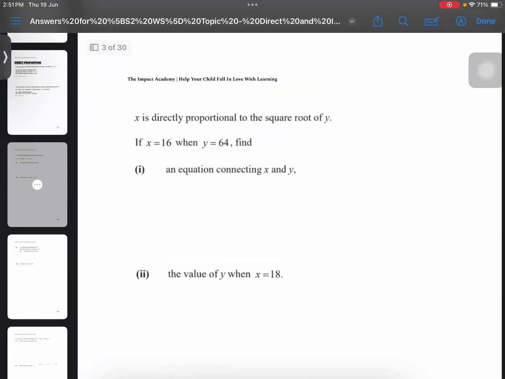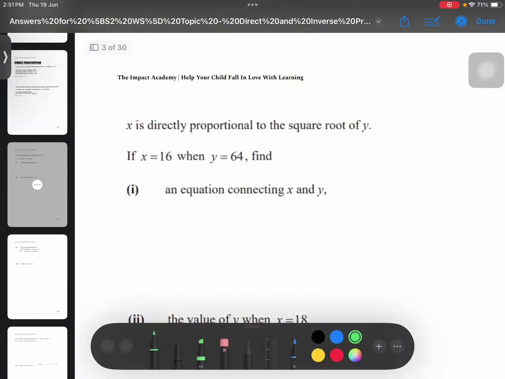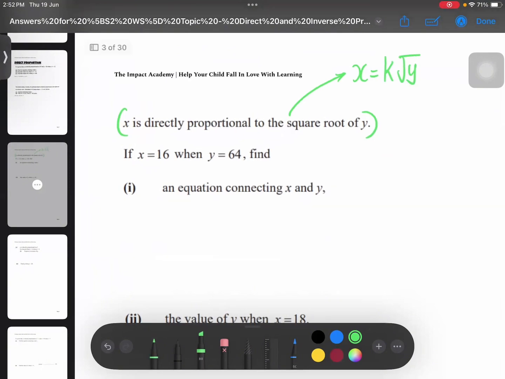When you look at a question like that, the first thing you want to recognize, which is super important, is that x is directly proportionate to the square root of y. I always tell my students that the first thing they want to find out is the value of the constant, which is k. In order for k to be my unknown, I need to make sure that x and y have values.